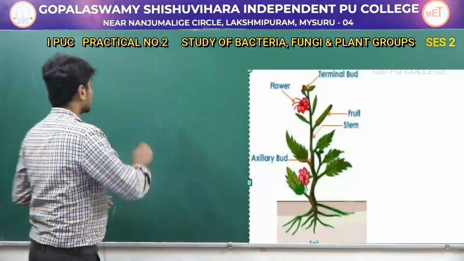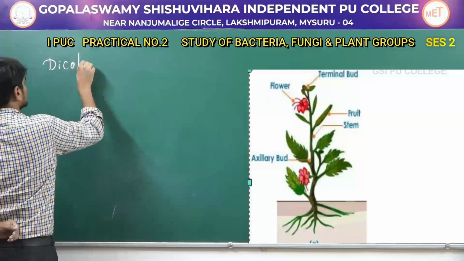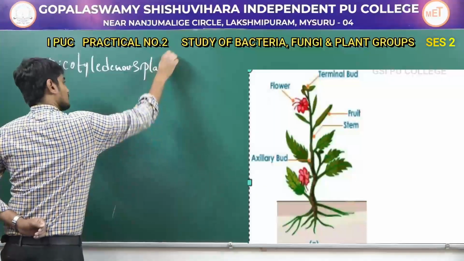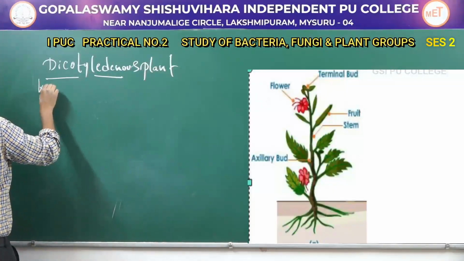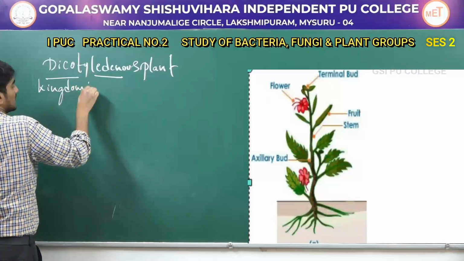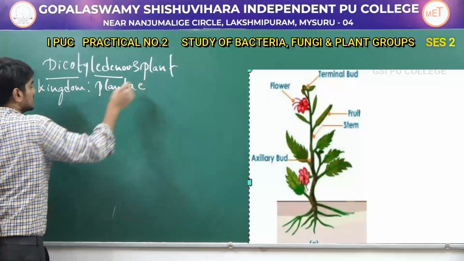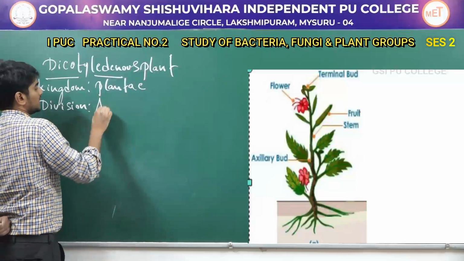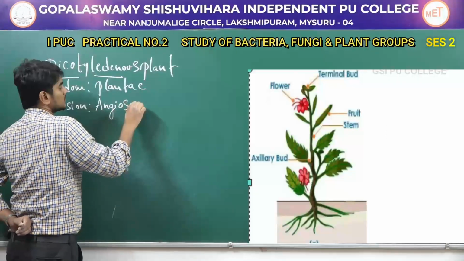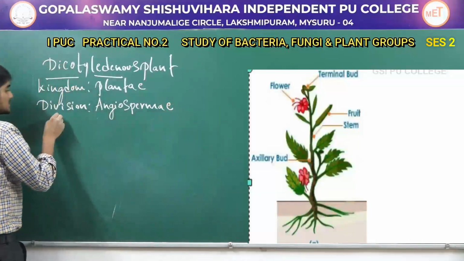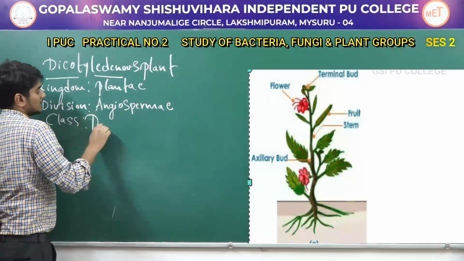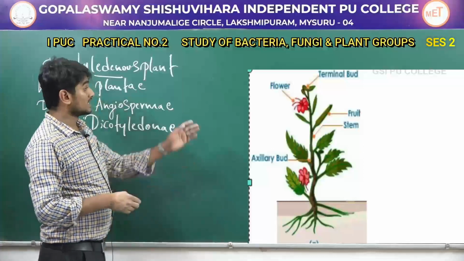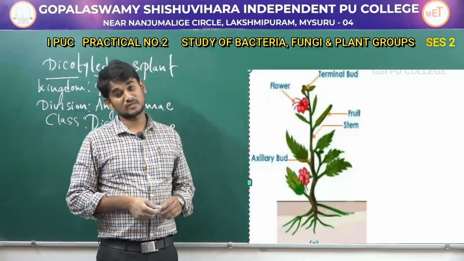The next one is the dicotyledonous plant. Yes, it comes under the kingdom Plantae, division Angiospermae, class Dicotyledonae. Yes, on the right side we can observe the picture of a dicotyledonous plant.